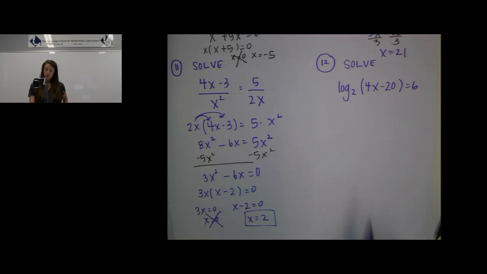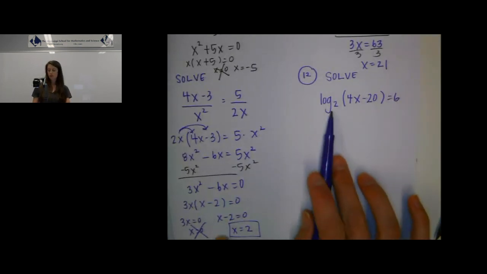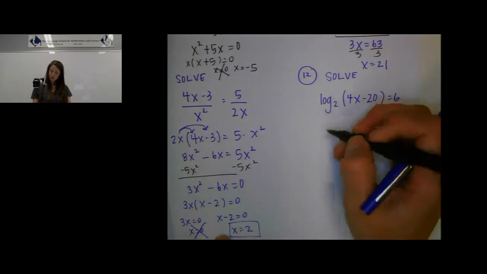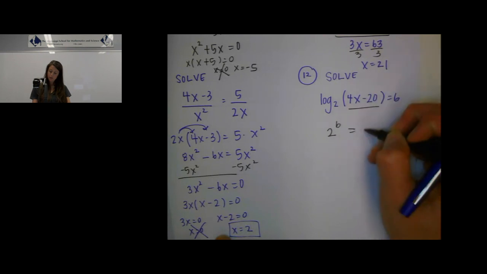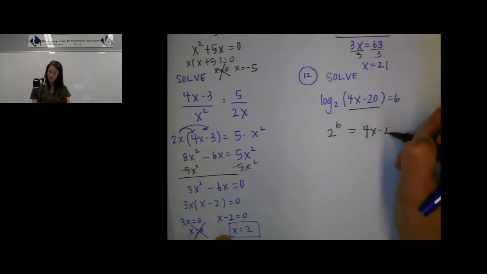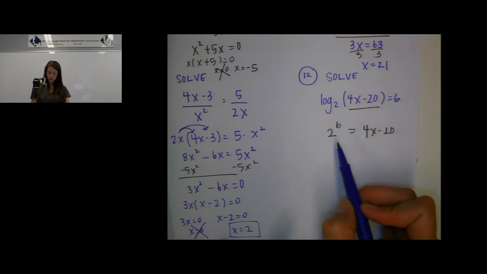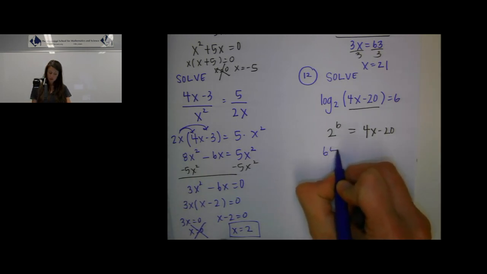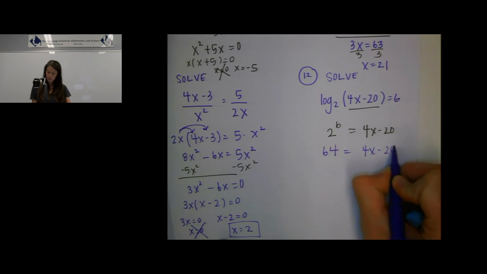All right, so let's look at number 12 here. So this is a log function. So to solve this log function, it's 1 log on one side. So we're going to rewrite it as an exponential. So this is going to be 2 raised to the 6th power is going to be equal to what's inside here. So 4x minus 20. Okay, so 2 raised to the 6th power is 64. So that's 64 is equal to 4x minus 20.